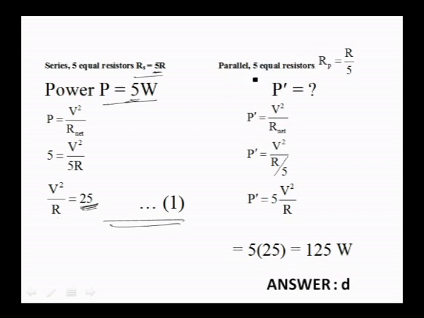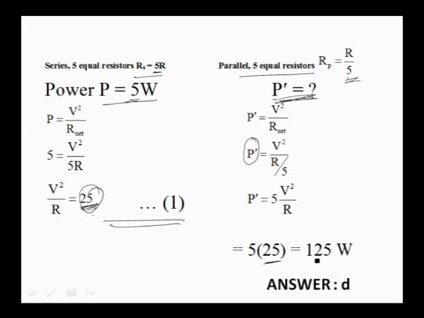Now, the same resistors in parallel, then the effective resistance is R by 5. We are going to calculate the power in this combination. That is P dash is equal to V square divided by R net. We are going to calculate the P dash, that is R net is R by 5, substitute. 5 is shifted up, it is 5 V square divided by R. V square by R is equal to how much? 25. Substitute V square by R is equal to 25 in this equation.